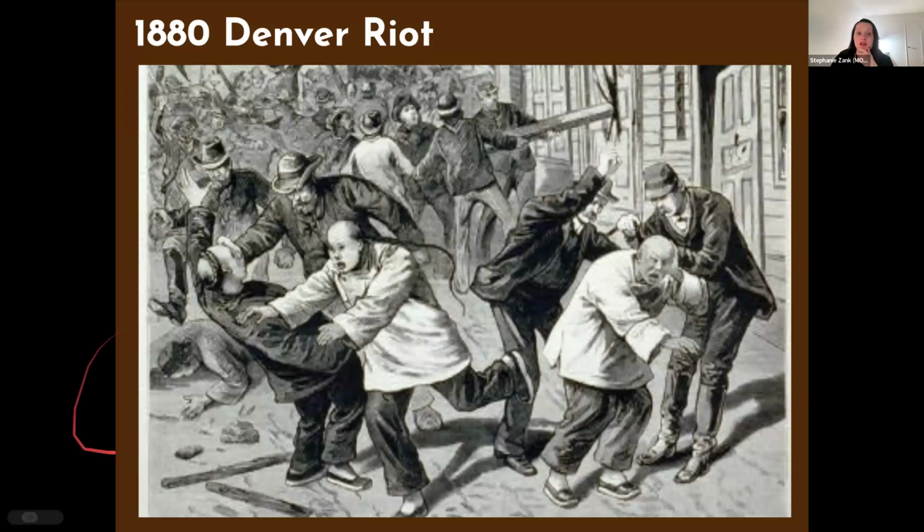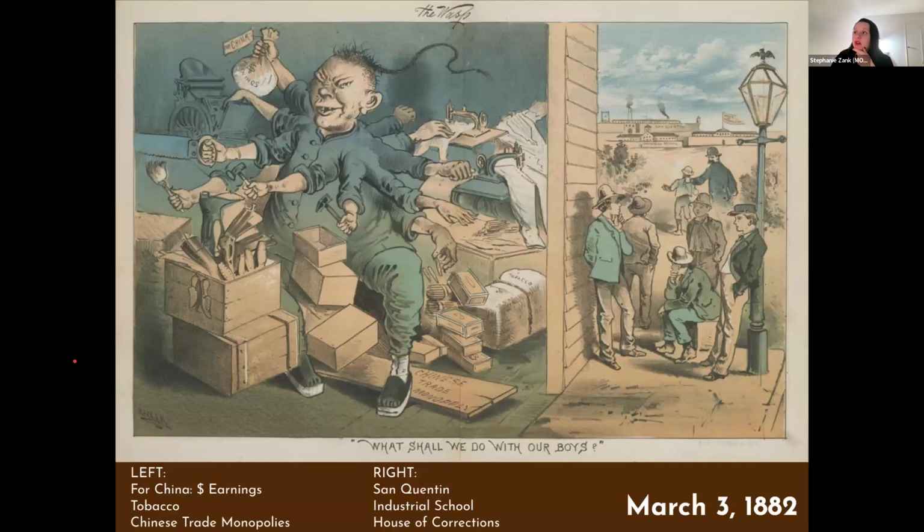But this is a political cartoon showing anti-Chinese sentiment. So what are some things we're noticing here? We've got this guy on the left, and then these people on the right. And the question is, what shall we do with our boys?